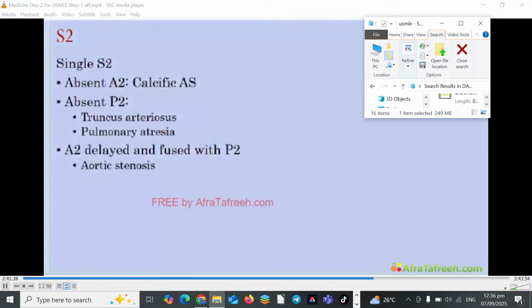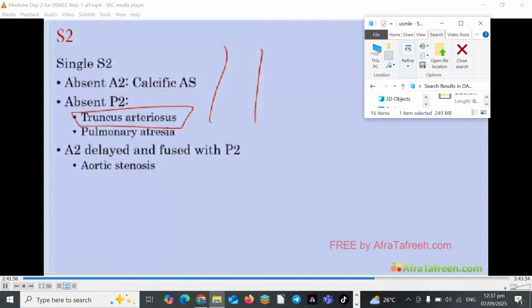Is it clear? So it may be that the walls are calcified and it's no longer "dhum, dhum"; what is happening is "truck, truck, truck," because the walls are calcified, thick walls, so you cannot close it with that intensity. Maybe there is an absent P2. It can happen in truncus arteriosus, where there is a single ascending artery, or in pulmonary atresia.